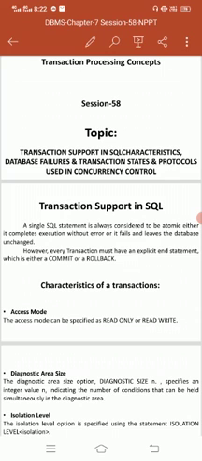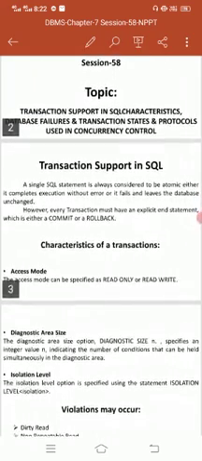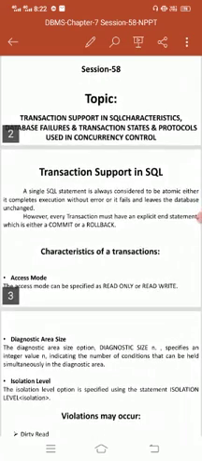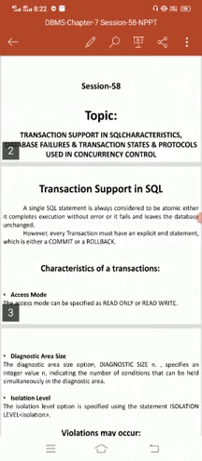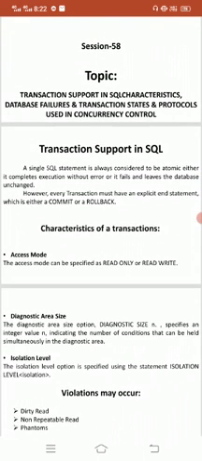What is meant by transaction support in SQL? A single SQL statement is always considered to be atomic: either it completes execution without error or it fails and leaves the database unchanged.